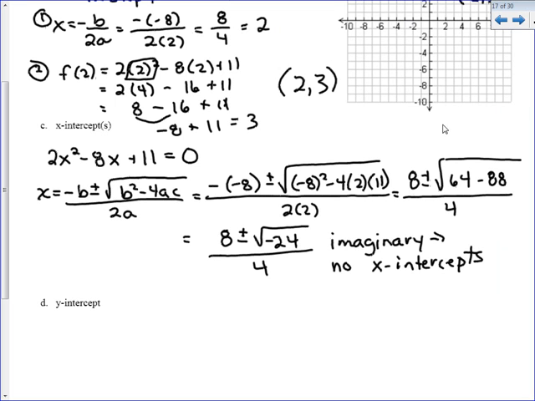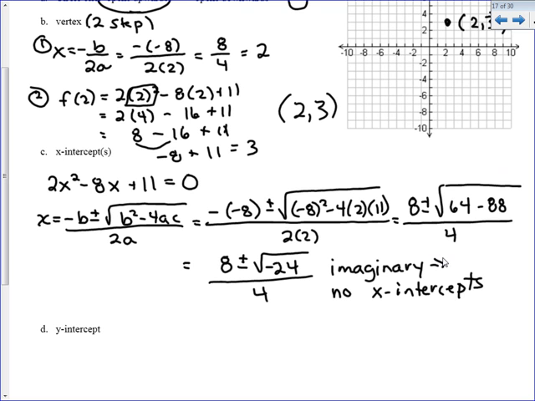Emily? So whenever there's a negative underneath the square root, you can't do anything? You can't make it an i or anything? If it were just a problem of solve, you would make it an i. But in terms of finding an intercept, it's not real, so we don't have one.